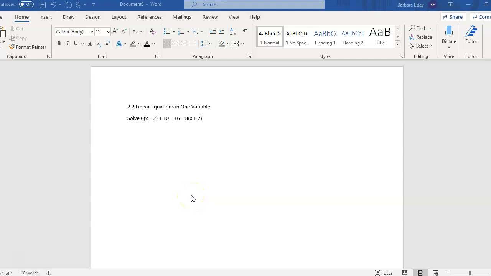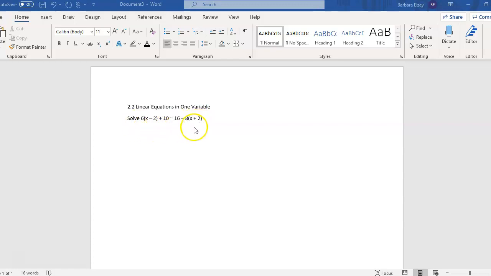Okay, so section 2.2 is sort of a review of linear equations in one variable. And remember that a linear equation in one variable will have just one variable throughout the whole problem. So let's notice this only has x throughout the whole problem. And a linear equation will have x to the first power. And that's exactly what we have. And remember that the power is just unwritten when it's to the first power.